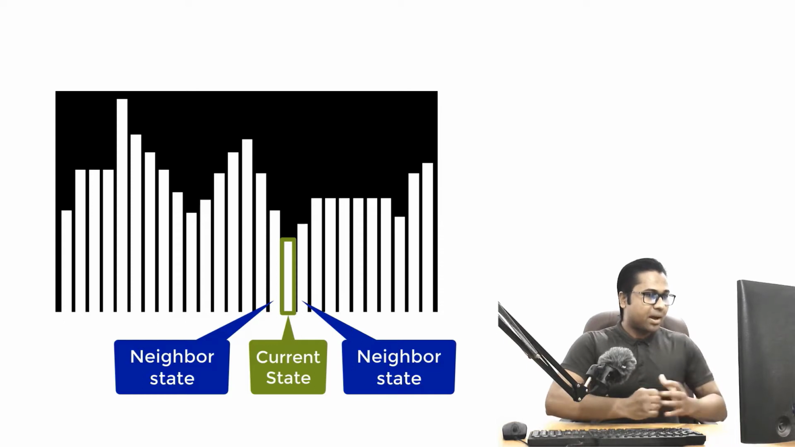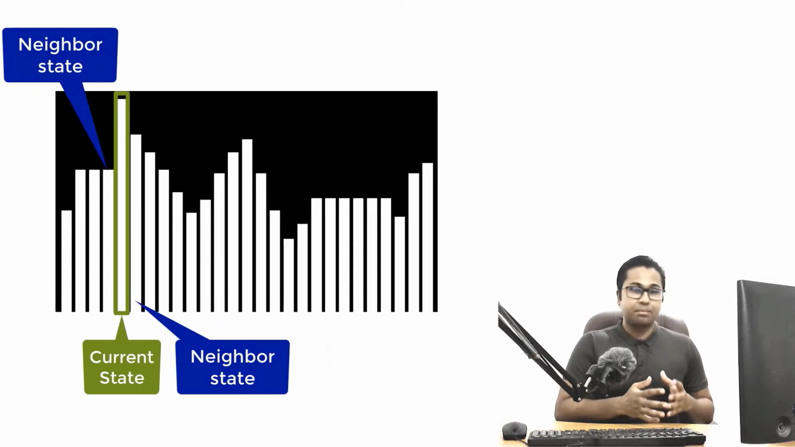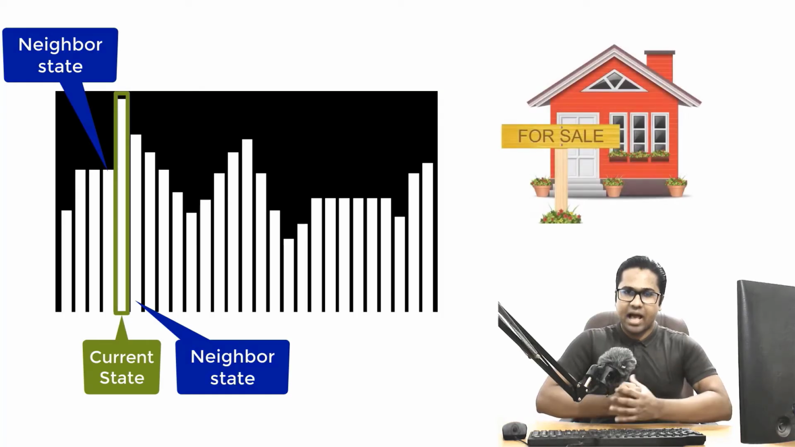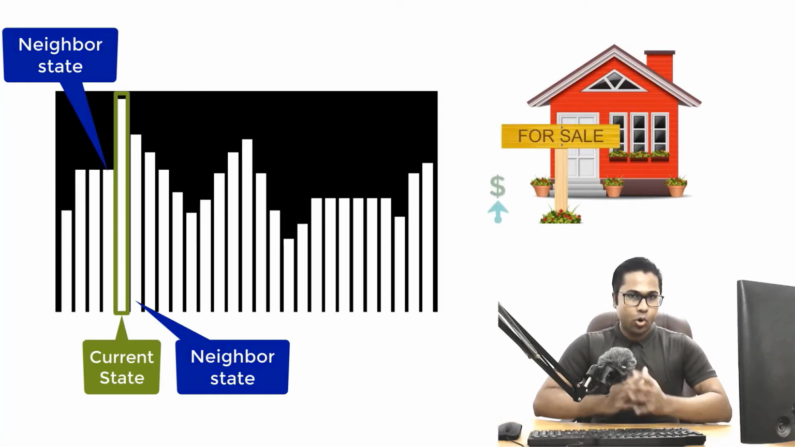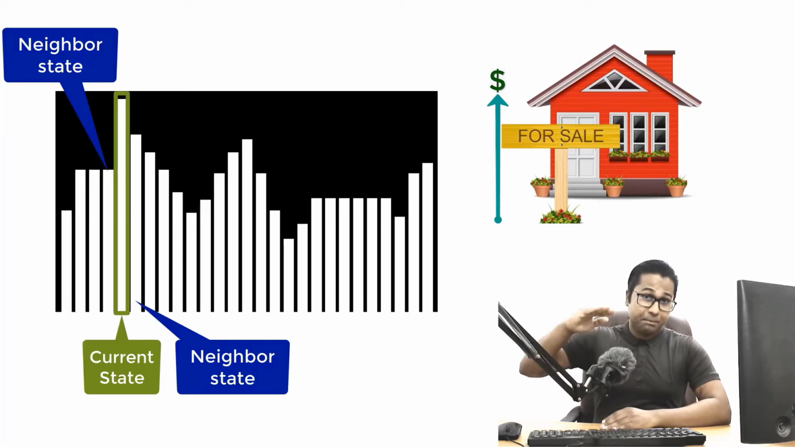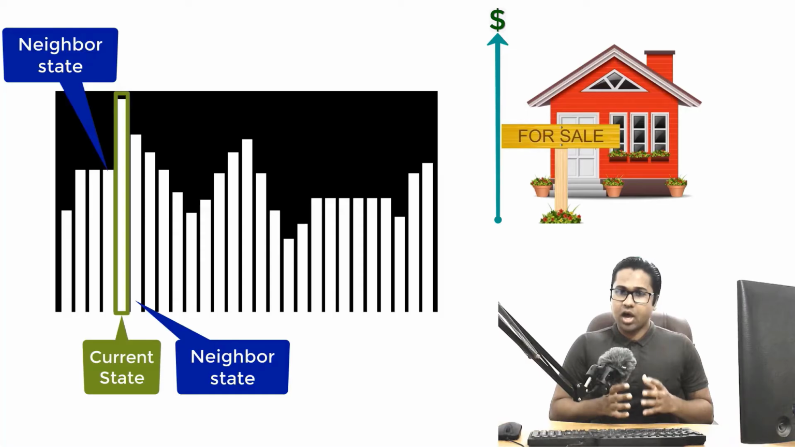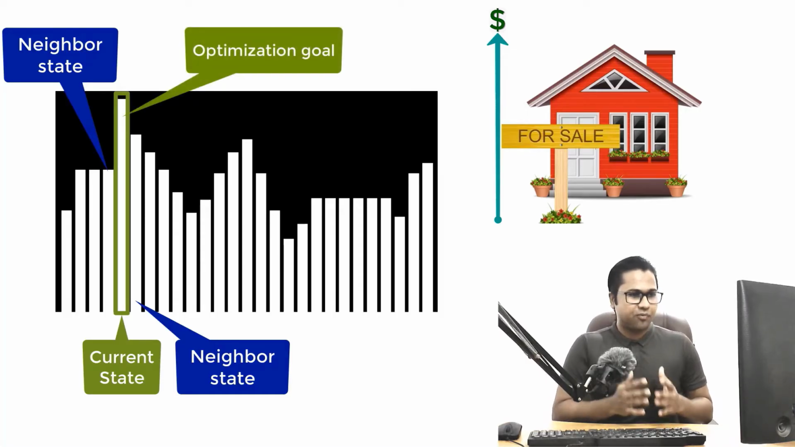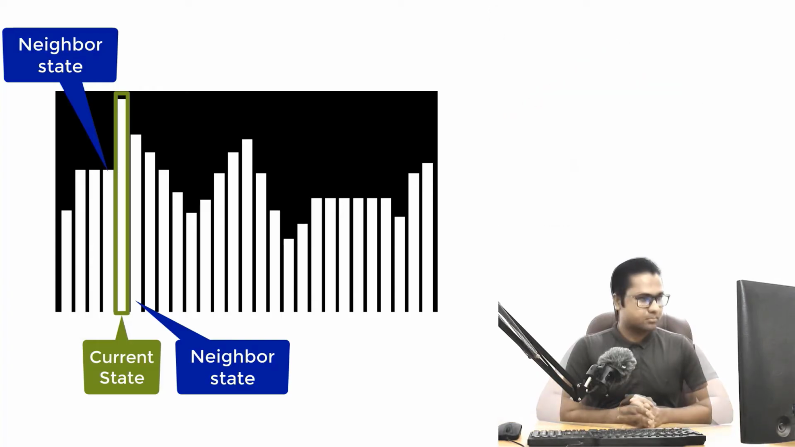Now, getting the minimized value is not always the case. In many situations, we want to get the maximum value. For example, selling a house. If you are the seller, your goal is to sell the house at maximum price. So in this case, the optimization goal is to find the state that maximizes the price.